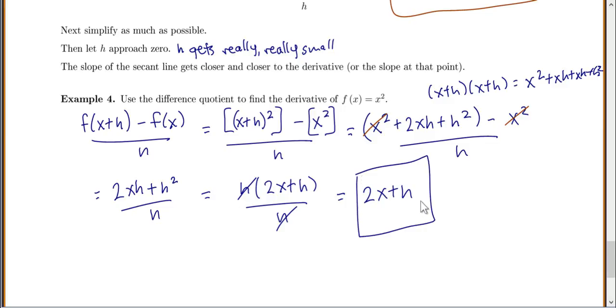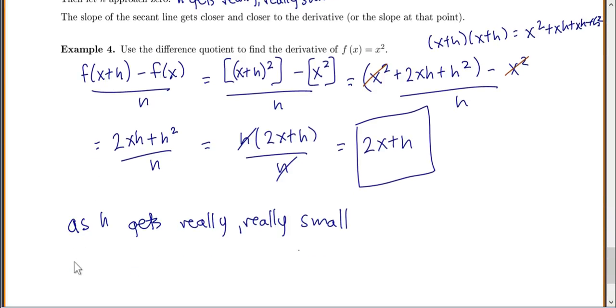I still have no idea what that h is or what it's doing for me. I kind of want to get down to just x's. But remember, we want h to get small. So as h gets really, really small, okay, what's going to happen here? Our 2x plus h gets really close to what? If h gets really close to 0, what's 2x plus 0? It would just be 2x.